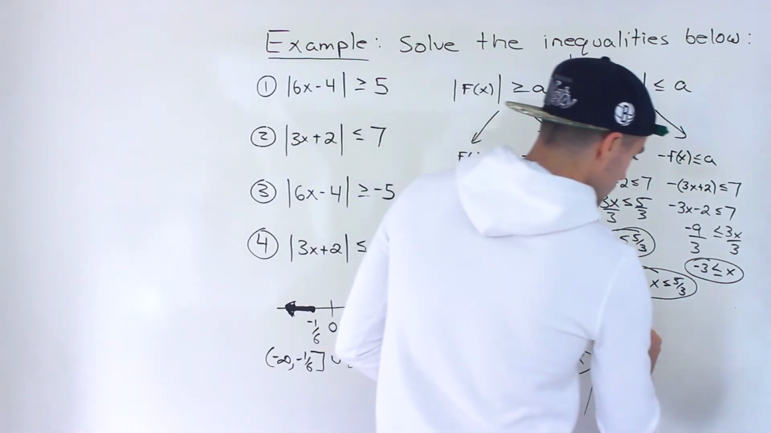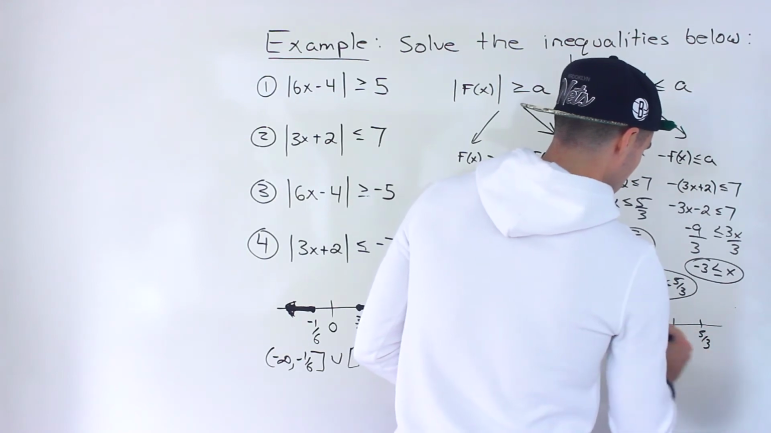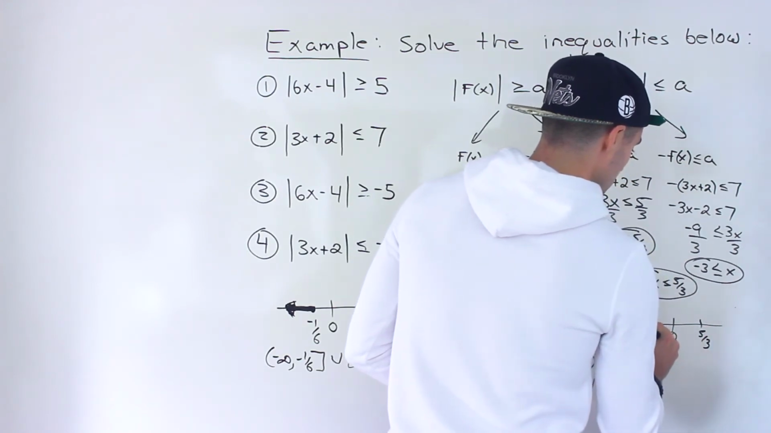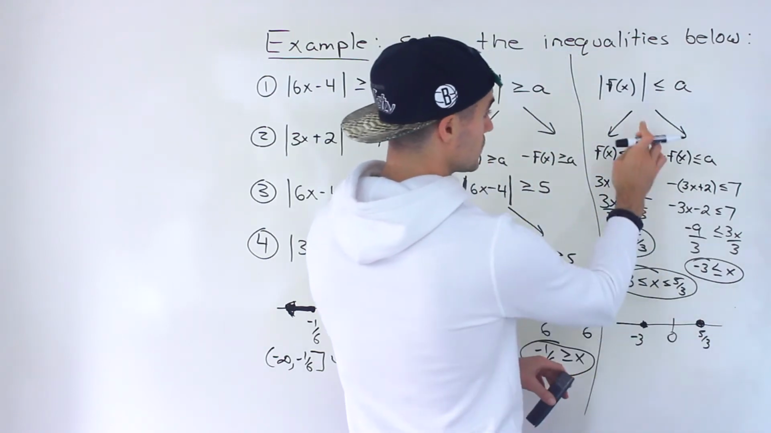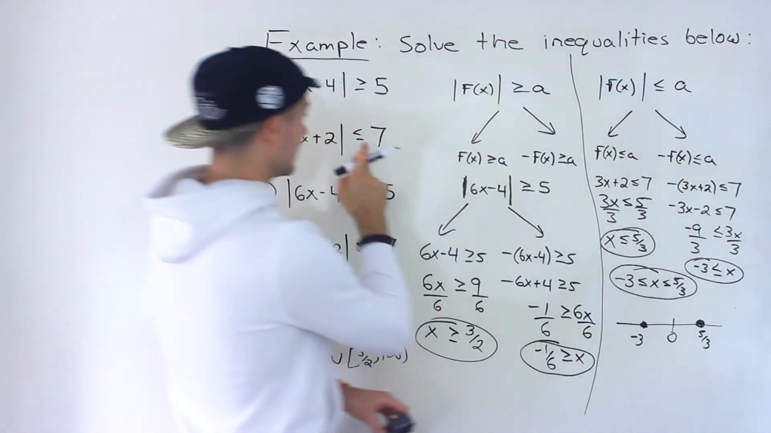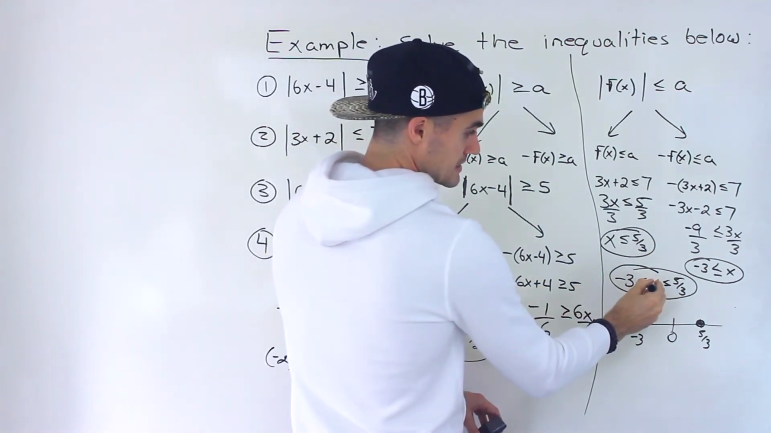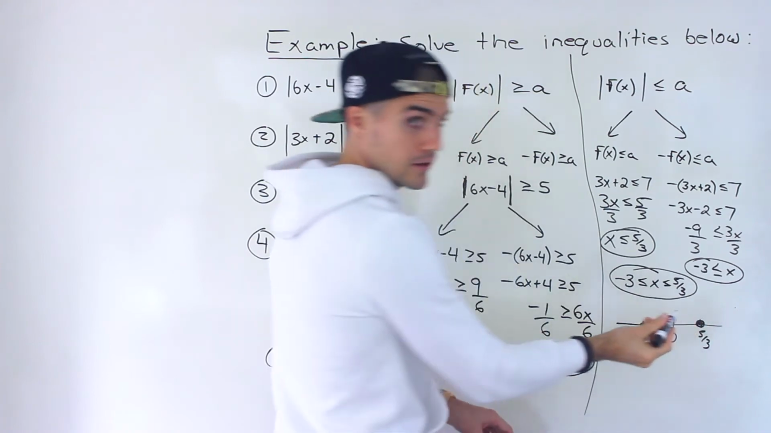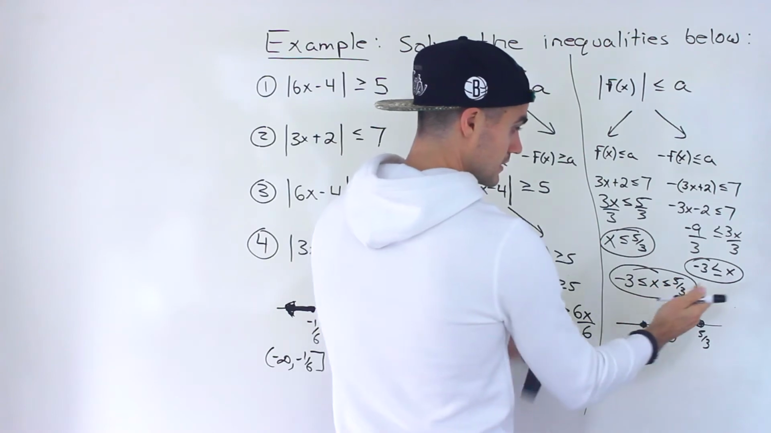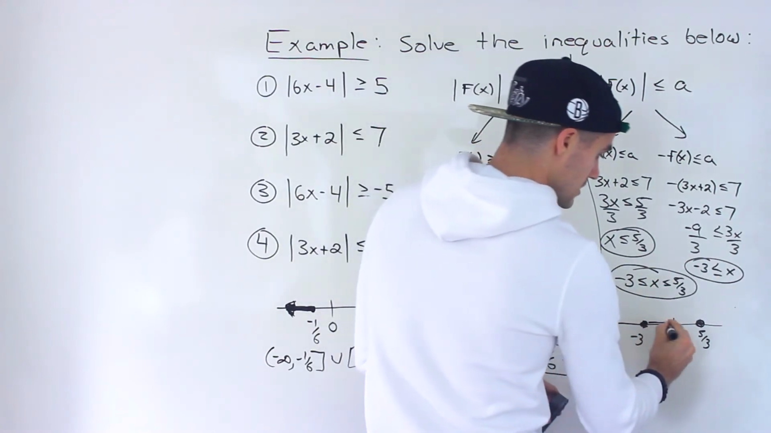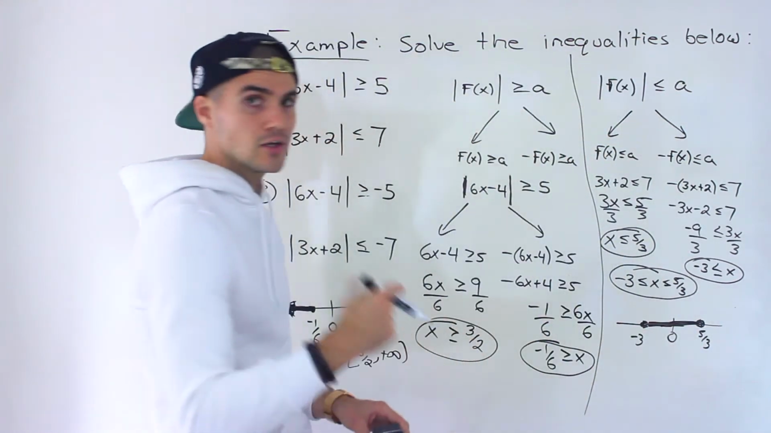So on a number line, if we show this, we'll have 5 over 3 over here, we'll have -3, and it's inclusive of the ends. If this was less than 7, then you'd end up just having a less than sign, so these would be open dots then, right? But because it's inclusive of those ends, these are closed dots, and it covers all the x values in between here.